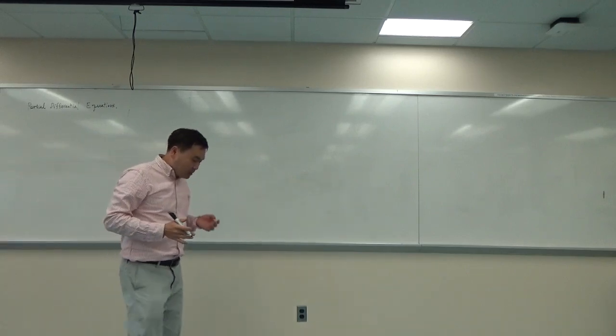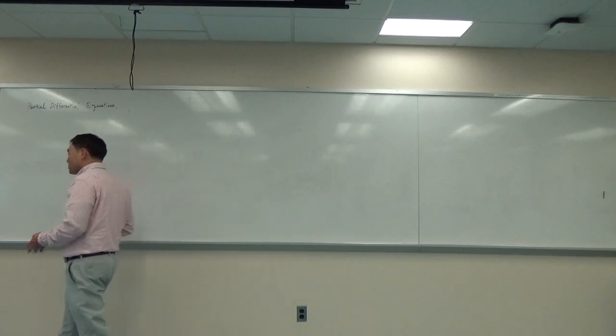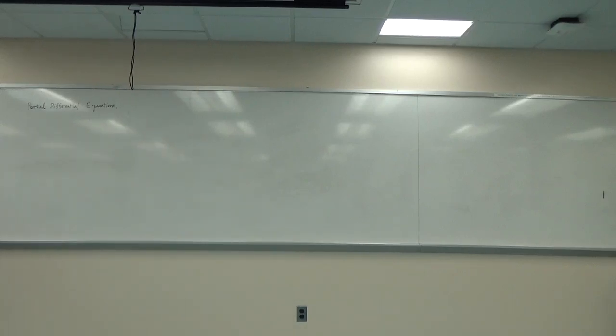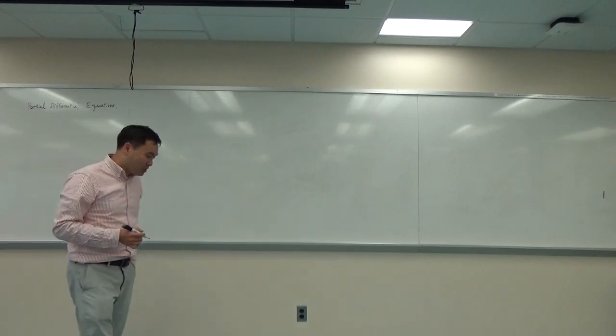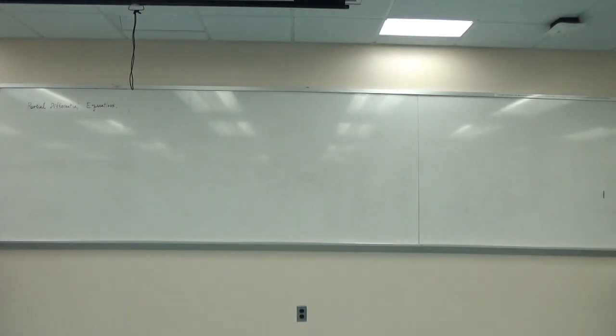Okay, so now once we figured out how to handle the change of variables, we're already ready to solve our first partial differential equations. But let me first explain what a partial differential equation is. It's an equation where you have partial derivatives in it. Very simple, right? If you have an equation with partial derivatives, that's a partial differential equation.